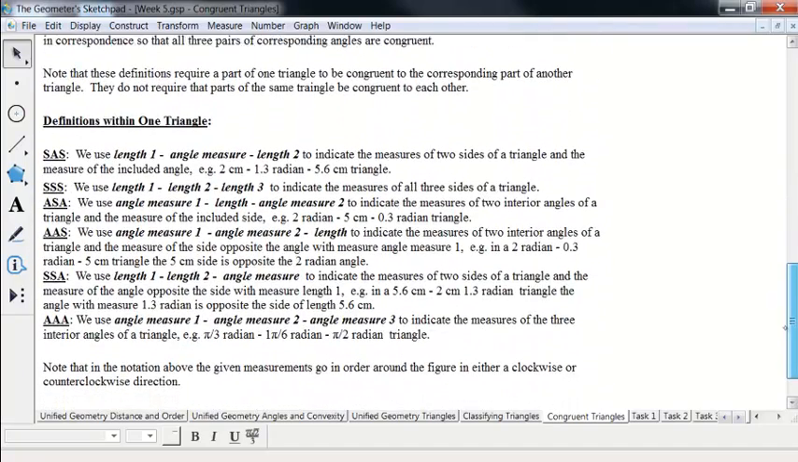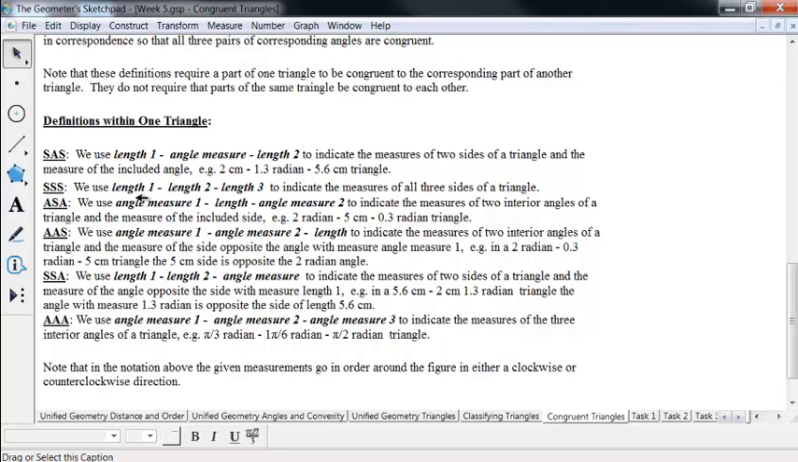Now, if we look at definitions and notation with one triangle, we use the notation length 1, angle measure, length 2 to indicate the measure of two sides of the triangle and the measure of the included angle. So for example, we might say a 2 centimeter, 1.3 radian, 5.6 centimeter triangle. This means that the triangle has sides of length 2 centimeters and 5.6 centimeters, and where those two sides meet, the angle formed has a measure of 1.3 radians.